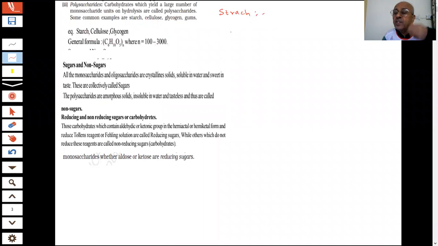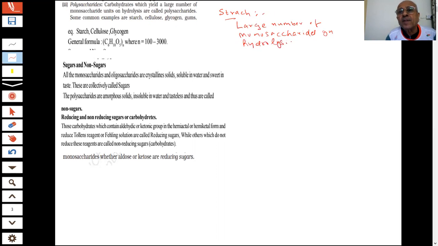And on hydrolysis inside your body, they will produce a large amount of glucose molecules and so much sugar will be there in your body. So many monosaccharides will be there in your body, which is not good for health. Starch is one example; cellulose, glycogen, gums are all polysaccharides. They will yield, students, a large number of monosaccharides on hydrolysis. So starch is the common example which we have given for you.